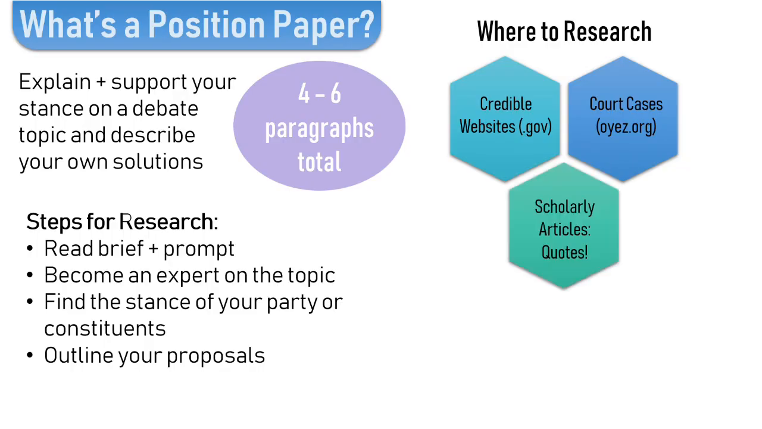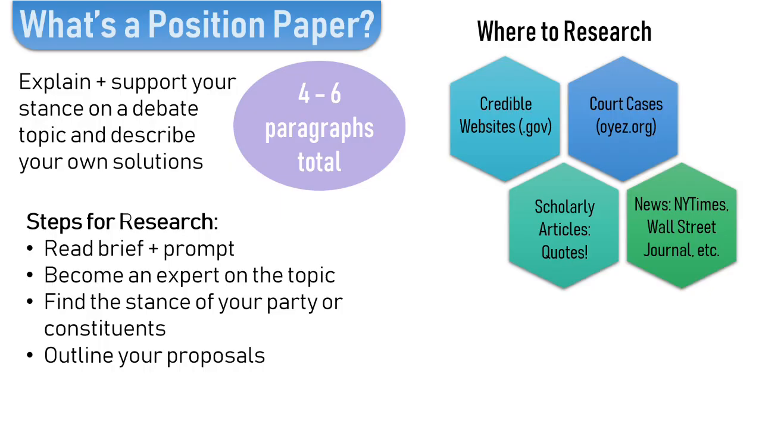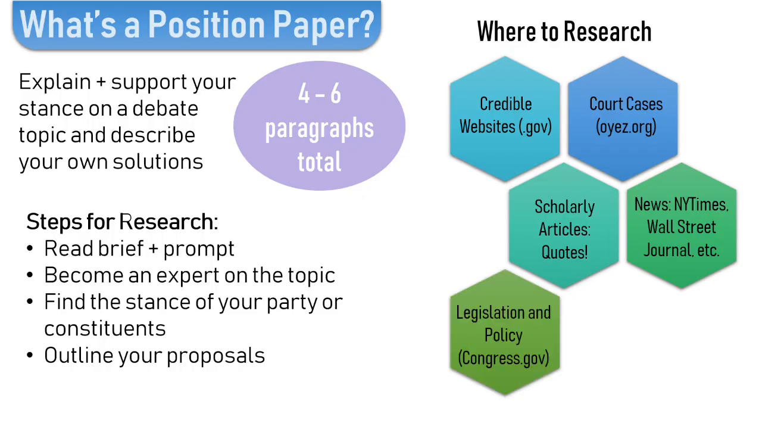So you can also use scholarly articles. Those are the kind of articles that come from Google Scholar or academic databases, and you can include chunks from those articles as quotes in your paper. News articles are also a great resource. Just make sure that they're coming from a reputable newspaper such as the New York Times or the Wall Street Journal. And legislation and policy is definitely recommended to include in your paper, especially those listed under congress.gov. You can find the full text of bills and laws that have been passed there. And also make sure to use think tanks to find statistics on your topic.